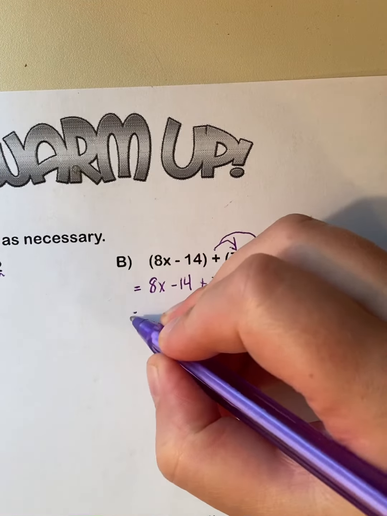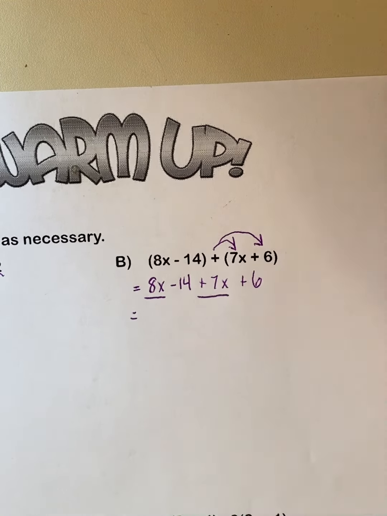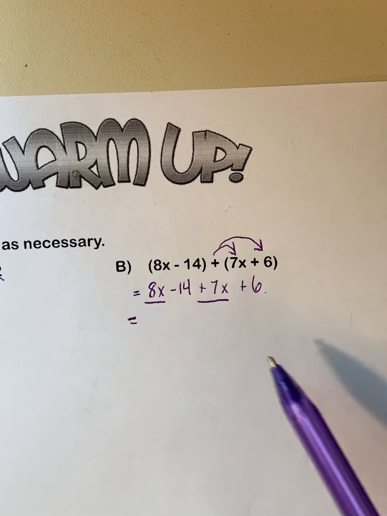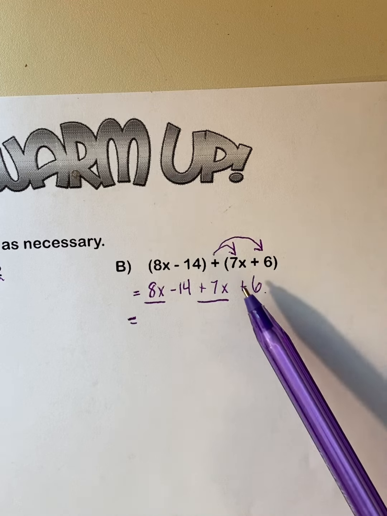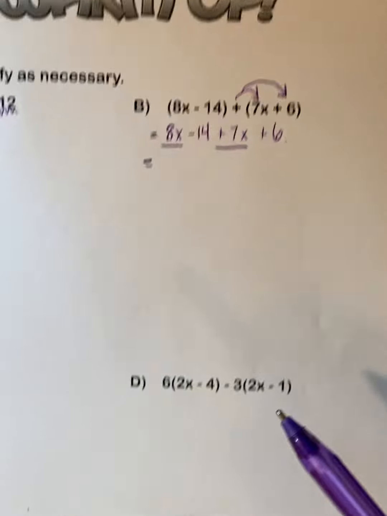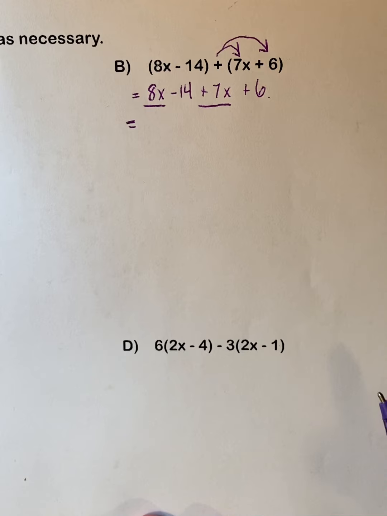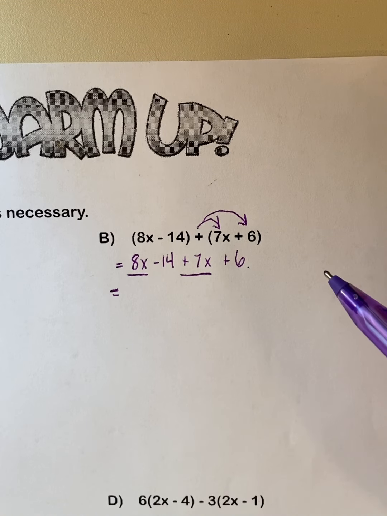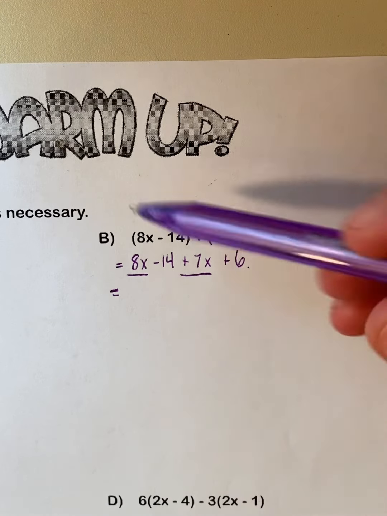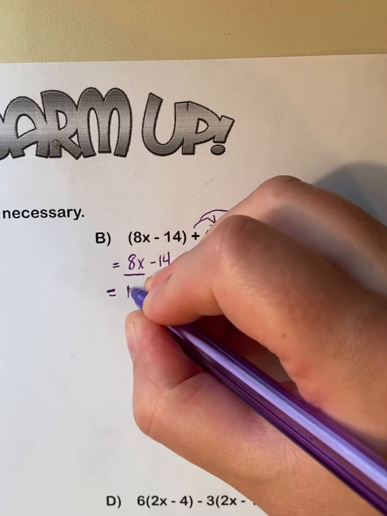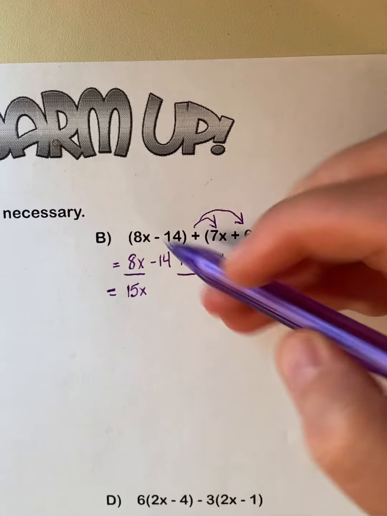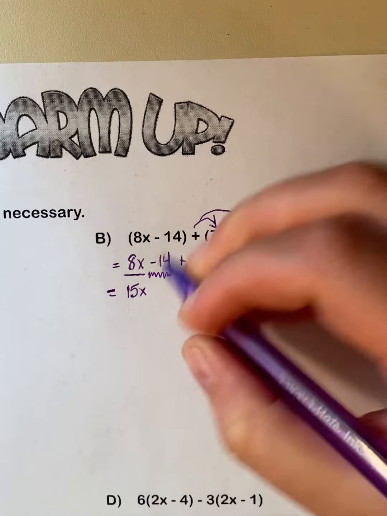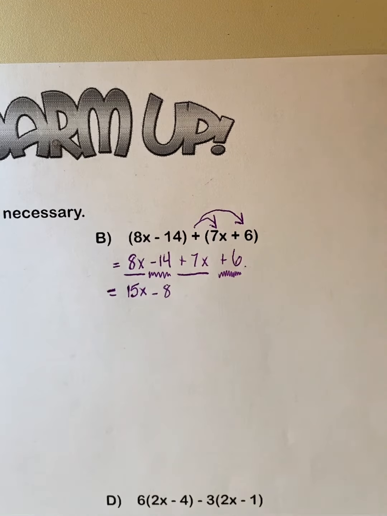So I've got 8 plus 7. I like to do stuff like underline or box or circle. The reason I do that is because eventually we're going to end up with really ugly stuff like this or even longer. And having a strategy where you don't drop any pieces is a really good way to make sure that you're getting an accurate answer. So I've got 8 and 7 is 15x. And I've got negative 14 plus 6 will give me negative 8.